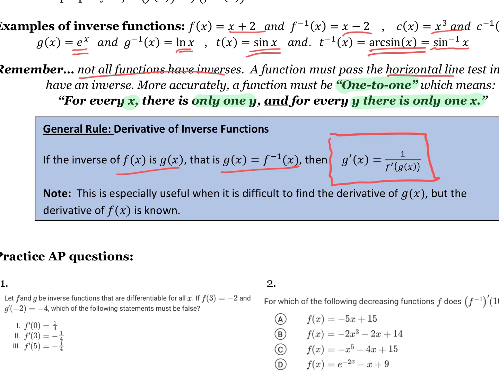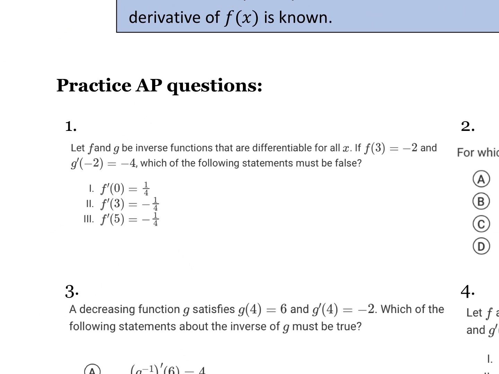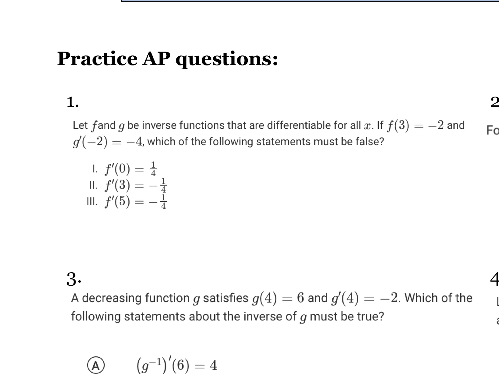All right, and so this is really nice and really useful when we don't know how to find the derivative of g, but we do know how to find the derivative of f. All right, well, let's see how we can use this on some practice AP questions. So in this question, we know that f and g are inverses of each other. That tells us several things here, all right?